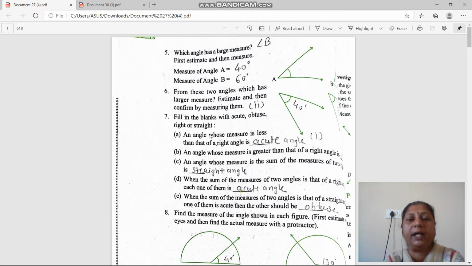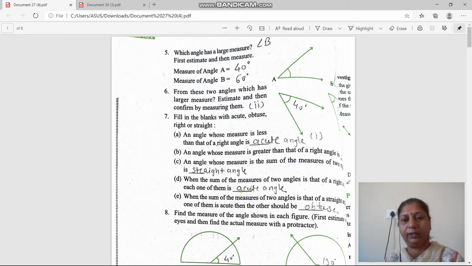An angle whose measure is less than that of a right angle is called an acute angle. An angle whose measure is greater than that of a right angle is an obtuse angle. An angle whose measure is the sum of the measures of two right angles is called a straight angle. Then when the sum of measures of two angles is that of a right angle, then one is obtuse, the other is acute angle.